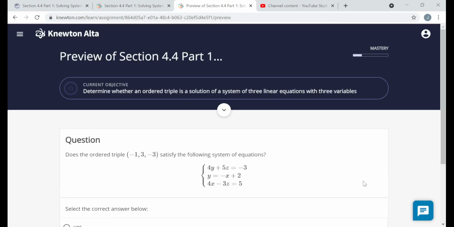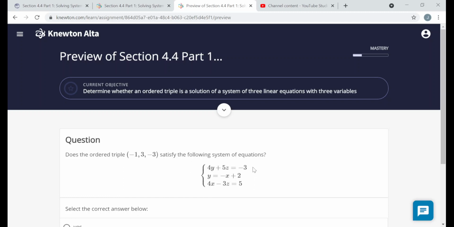All right, so now we're into a pretty easy one. You're given a system with 3 equations, and there are 3 variables involved. And all you're asked to do is determine whether an ordered triple is a solution of a system. Now, if you recall, an ordered pair, an ordered triple, whatever ordered tuple you're looking at, it's a solution of the system only if it satisfies every single equation.